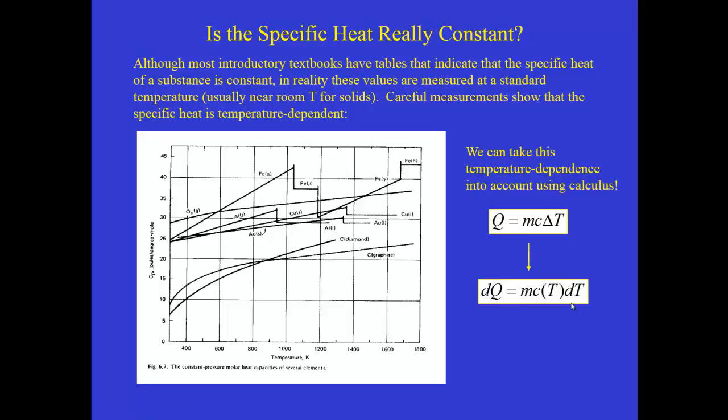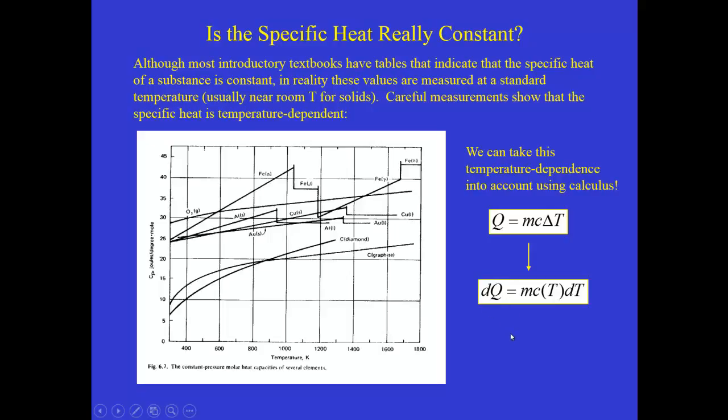What we are really saying is, if the specific heat C is actually a temperature dependent quantity, then it should be some function of temperature. And that means if the substance changes temperature by a very small amount dT, then there's a very small amount of Q, dQ, which is either absorbed or released.